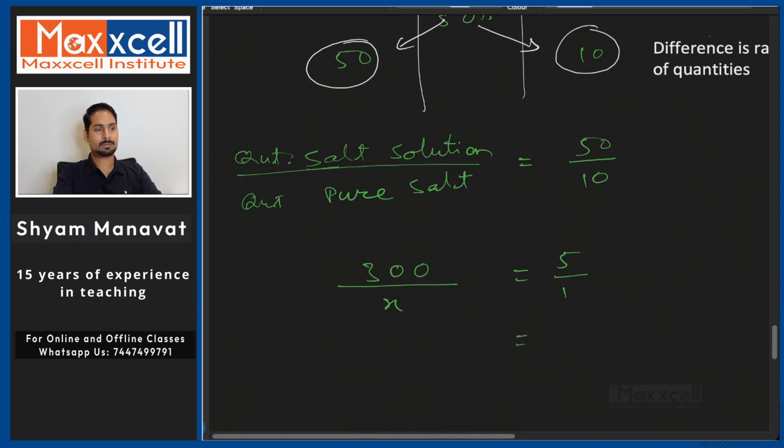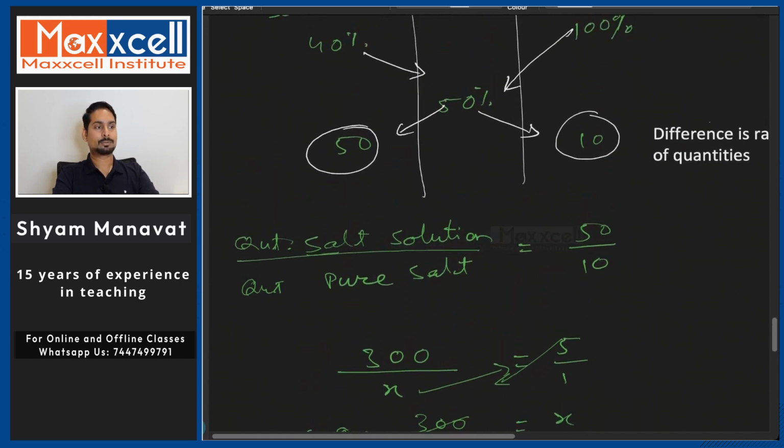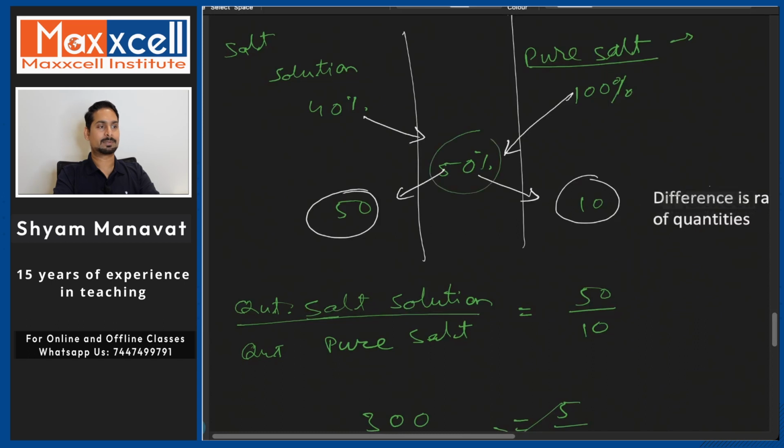Now what you need to do, just cross multiply. So if you take x this side, I can take in the denominator, so that is 300 by 5. So the answer is what? 60 grams, right? You need to add 60 grams of pure salt to make the solution 50% concentrated.